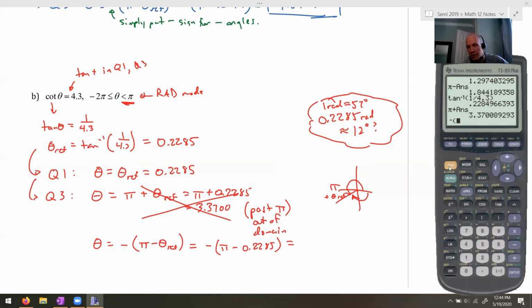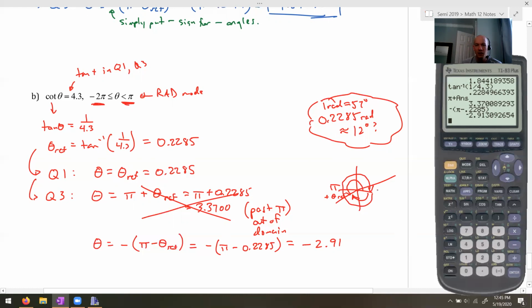So negative sign in front, and then I'm going to close this up, and then I've got negative 2.91. That's probably fine. Do I need to go any further? Okay, so one other thing here is I've got this lower restriction, which means I can spin all the way around, all the way to negative 2 pi. So my quadrant 1 angle, I'm actually going to wind up hitting a second time. So what I need to do is also work this one out.